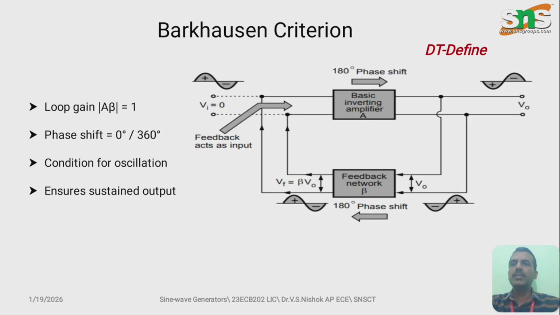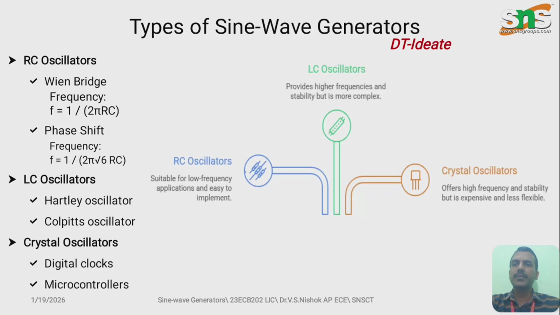So here coming to the Barkhausen criteria. Barkhausen criteria represents 2 points to provide the sustained output of the oscillator. The first point mentions that the loop gain should always be equal to 1, and the next point represents that the phase shift in the output should be either 0 degree or 360 degree phase shift.